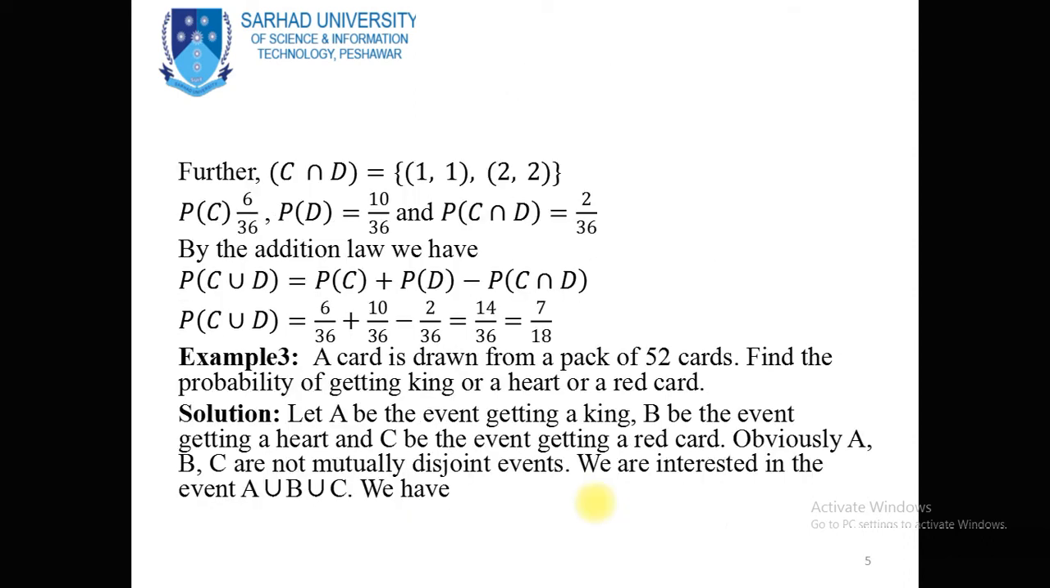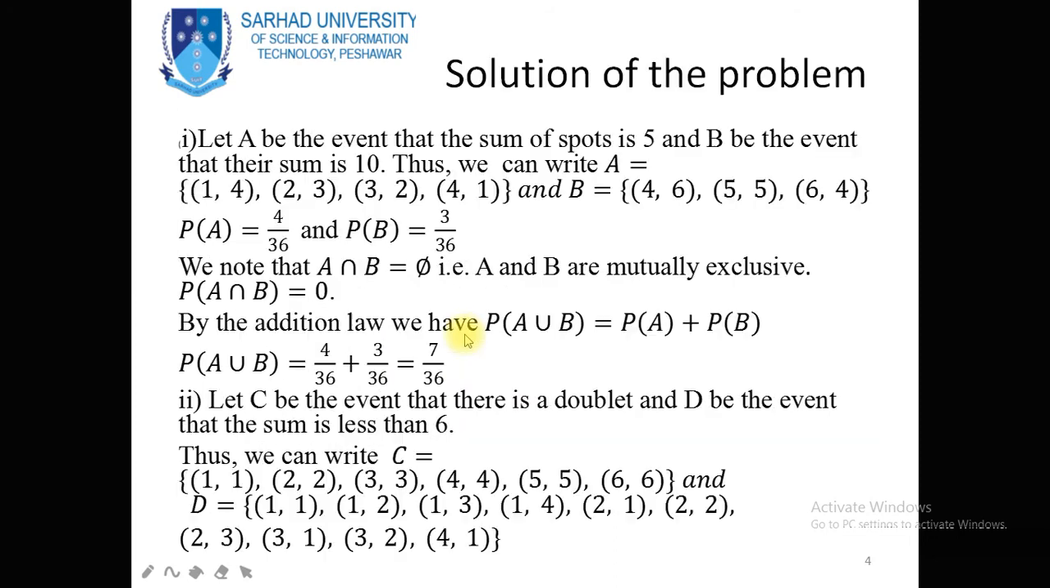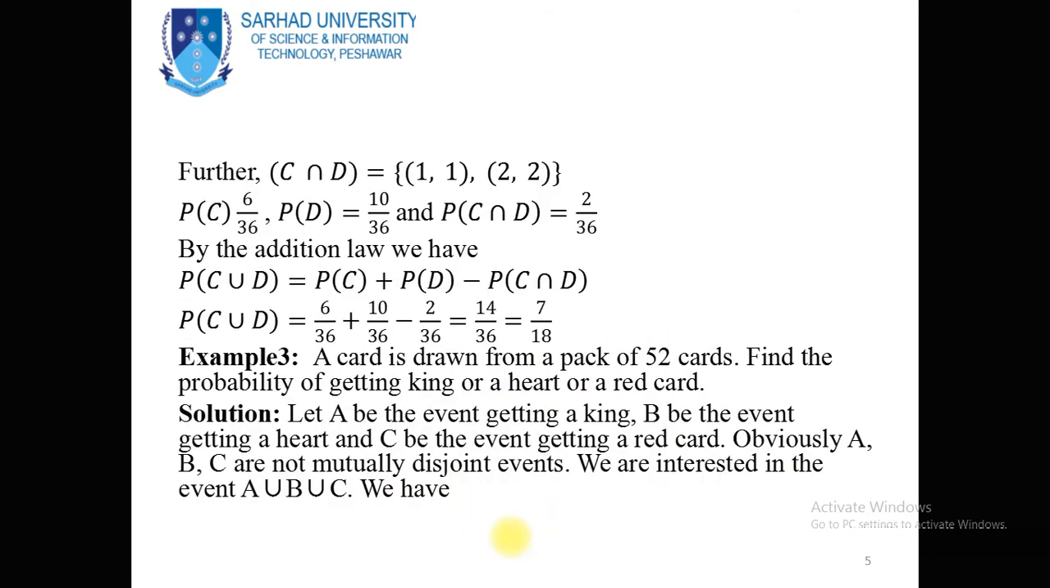Now further, since these two events have two common outcomes, which are (1,1) and (2,2), C intersection D contains these outcomes. So the number of outcomes in C intersection D is equal to 2. So C and D are non-mutually exclusive events. So the probability of C is equal to 6 by 36, probability of D is equal to 10 by 36, and probability of C intersection D is equal to 2 by 36.